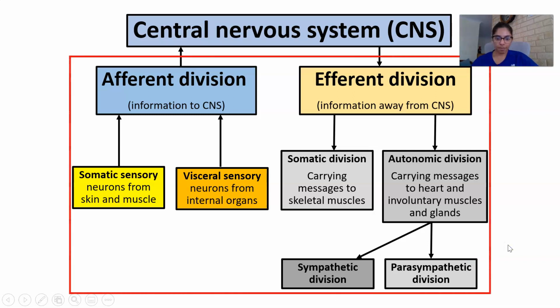Everything inside this red box is in the peripheral nervous system. So we are taking information from these four divisions of our nervous system, and on the left-hand side, sensory and visceral, we are feeding that information into the central nervous system, and on the right-hand side, we are actively doing things based on that information.